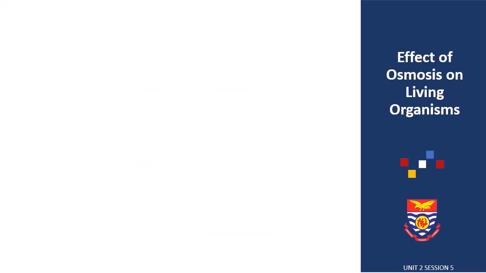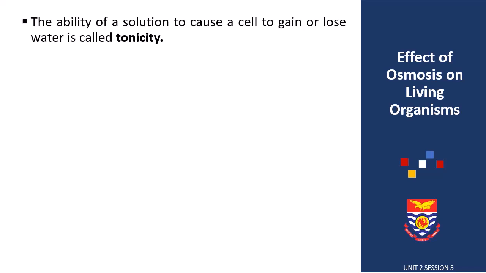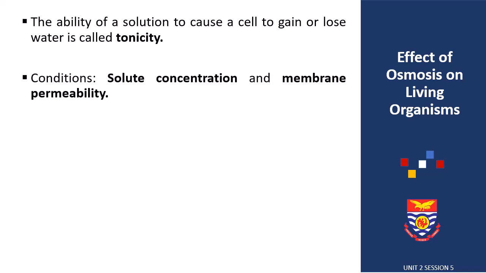Let's have a look at the effect of osmosis on living organisms. Now, the movement of water across the plasma membrane and the balance of water between the cell and its environment have important consequences for living organisms. The ability of a solution to cause a cell to gain or lose water is called tonicity, and it takes into account the solute concentration and membrane permeability.